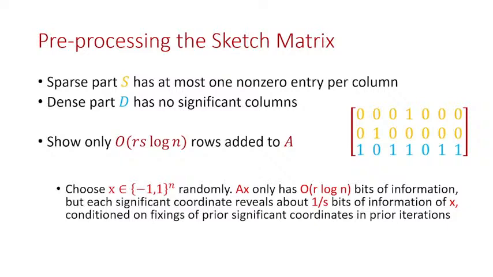So if you were to choose a random x uniformly in -1, 1 to the n, then A times x only has order R log n bits of information, because A has R rows, each entry is a log n bit integer. But each significant coordinate, we can show it reveals about 1 over S bits of information of x, where 1 over S was this heaviness parameter. And intuitively, that's because this coordinate, when I take fractional parts, its squared value is a 1 over S fraction of the entire squared norm of fractional parts.